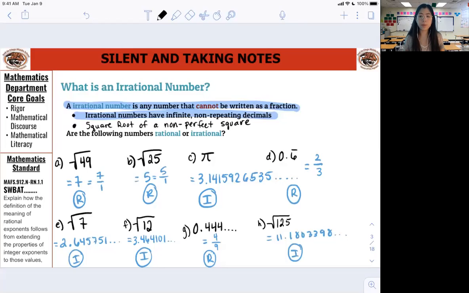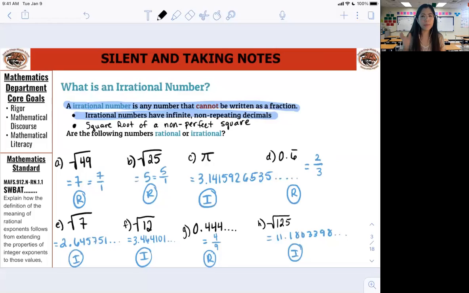If it's a perfect square, it gives you a whole number, you're good to go. But any other number than that, a non-perfect square, will always give you an irrational number. And so any of those count, and then pi is another one to just always remember. Pi is also irrational.